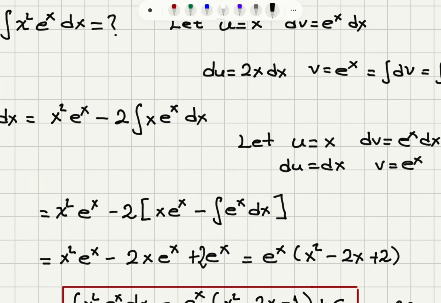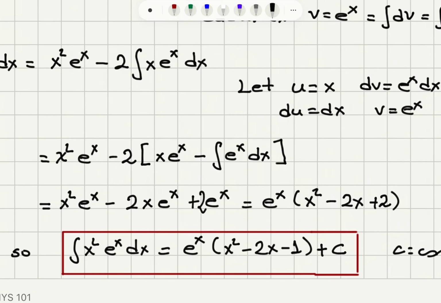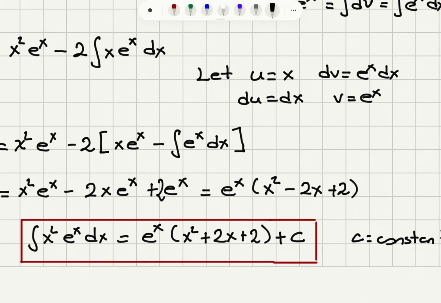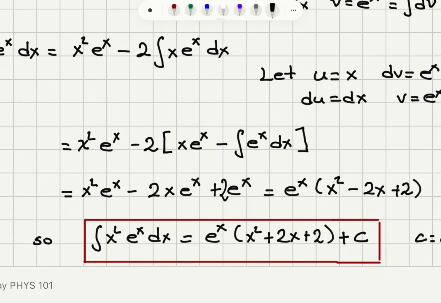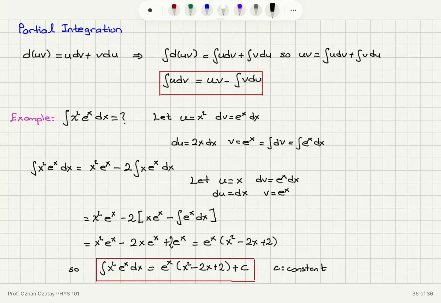There's a mistake here. So this will be plus 2. So the answer for this integral is e to the x, x squared minus 2x plus 2. And I'm going to put another arbitrary constant here. Why? Because this is an indefinite integral, and the derivative of a constant is always equal to 0. So this was a minus sign. x squared minus 2x plus 2. Okay, so in my final answer, I have e to the x, x squared minus 2x plus 2, plus an arbitrary constant, whose derivative will give me a 0 here.